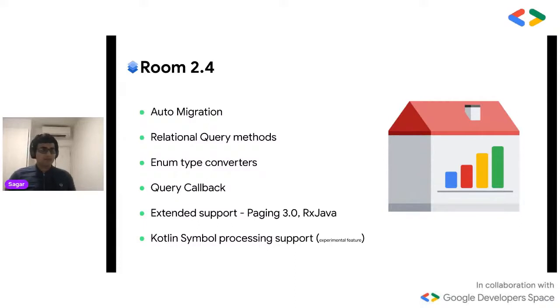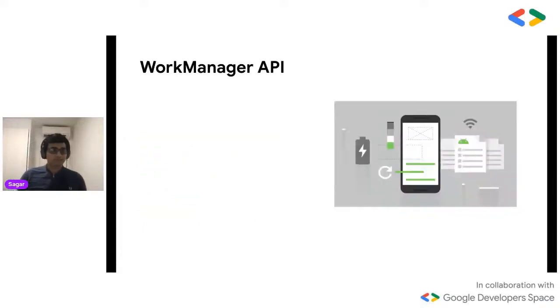So that's all for Room 2.4. Now let's take a look at WorkManager API. For WorkManager, we introduce fresh APIs that enable your app to get back to the foreground even when the background restrictions are in place. You can now request to be run immediately while your app is in foreground, and it will continue to run even if your app is put in the background.